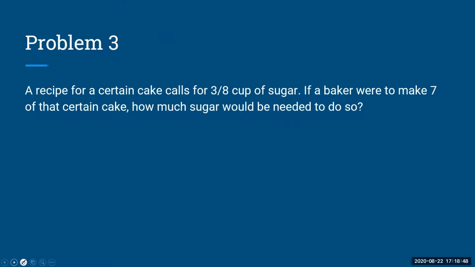Okay. A recipe for a certain cake calls for 3/8 cup of sugar. If a baker were to make 7 of that certain cake, how much sugar would be needed to do so? So this is also pretty easy to see. Which operation? And the answer is really obvious because you can't simplify. This one, cup of sugar, not this "of." In this case, it wouldn't be "of." But yeah, I'll give you guys a little bit to do it.